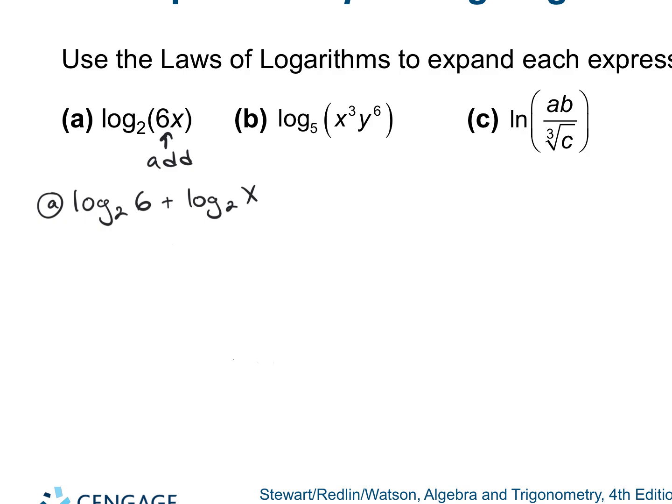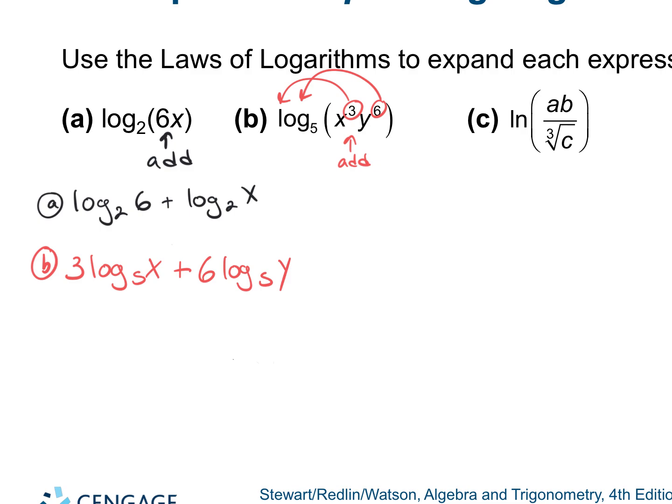Now, for the second one, it's a mixture of addition because we're multiplying them. And we have the exponents that we're going to have to bring to the front into each of the logs that we're going to use. So for B, it's going to be 3 in the front, and then log 5 of x, and then plus, we're going to bring the 6 to the front, 6 log 5 of y. Now, if you want to take it in 2 steps, you can, and separate the logs first and then bring to the front the exponent. But if you're able to do it in just one, you are more than welcome to do so.